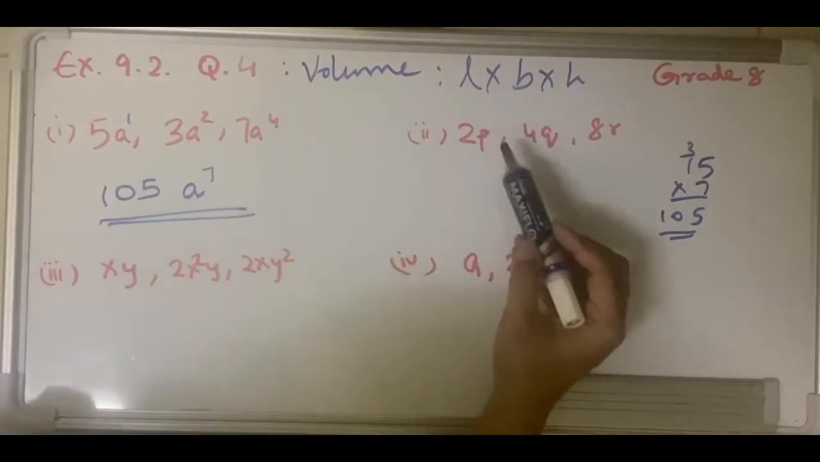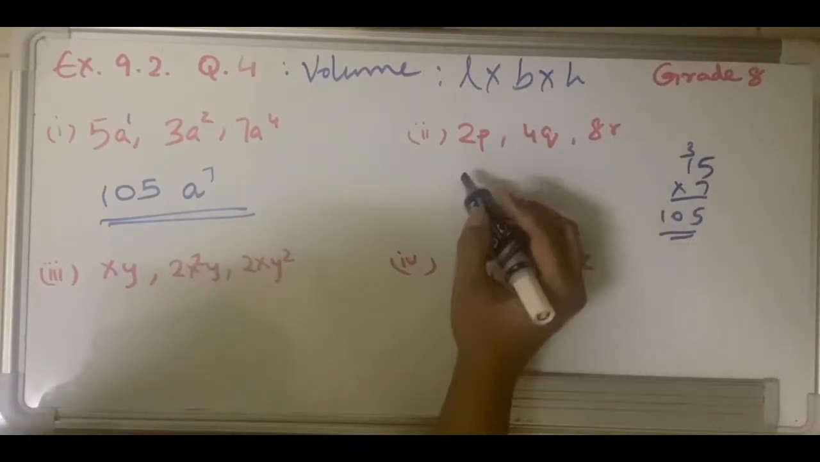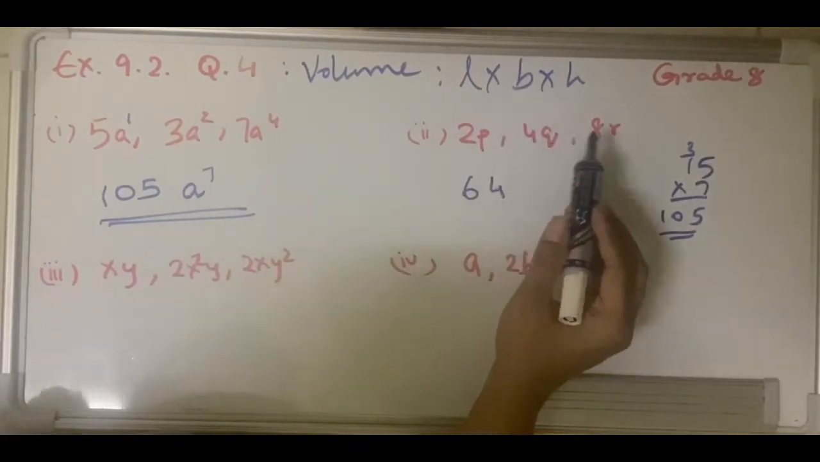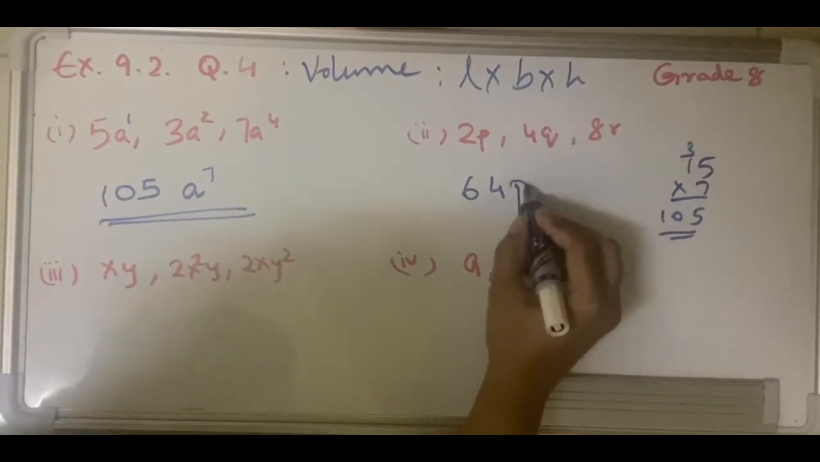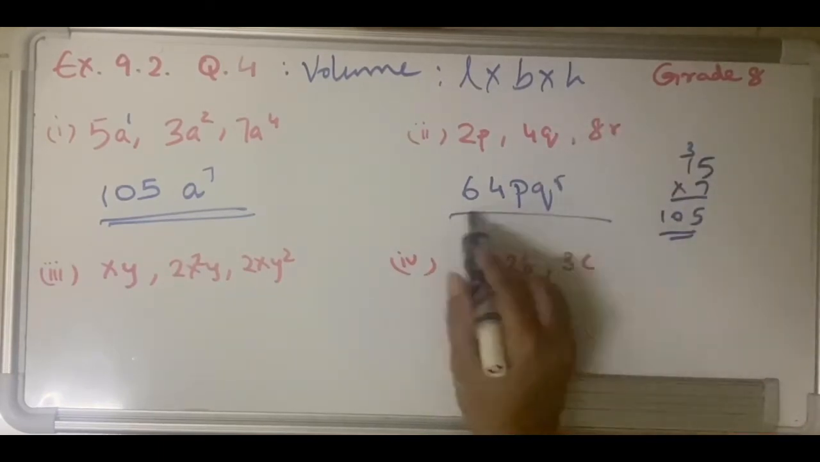Again, when it comes to second question, I'll be doing the same. I'll multiply numbers first. So 2 times 4 would be 8 and 8 times 8 would be 64. Now I have P times Q times R. All are different. So I have to just list them. P, Q, R, because I cannot multiply them and write any number on top of them because they are not the same variable, right? It's different. So I'll just list them as P, Q, R.